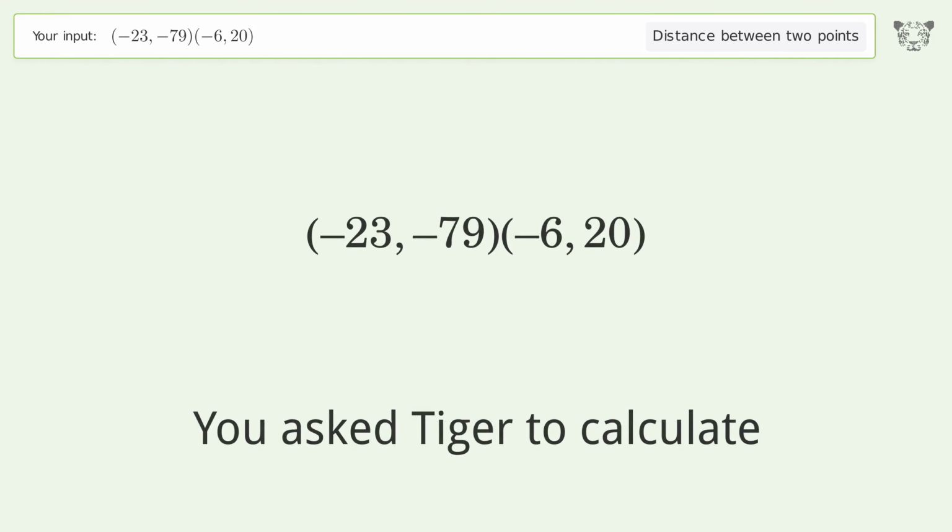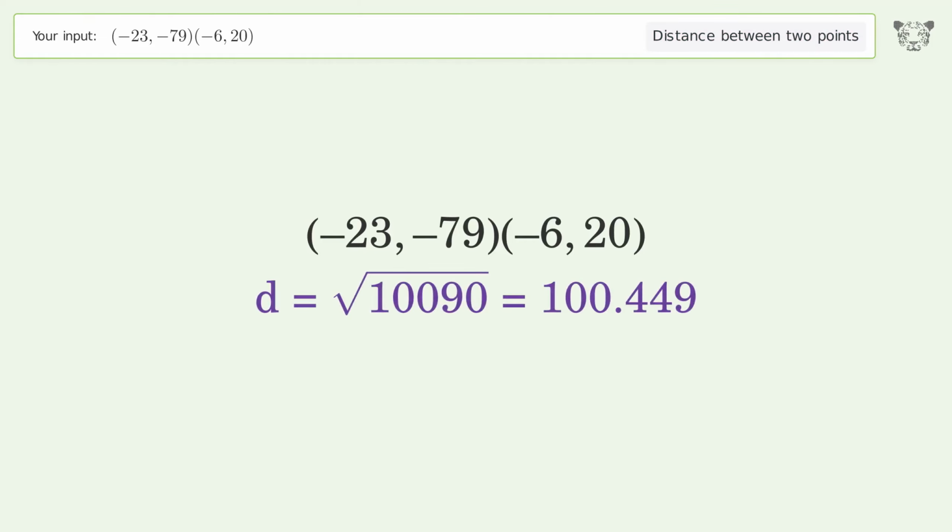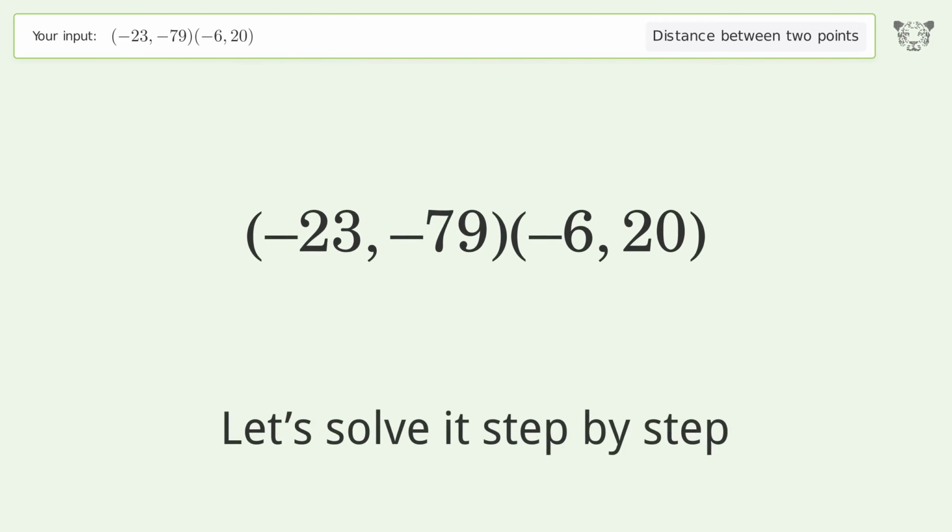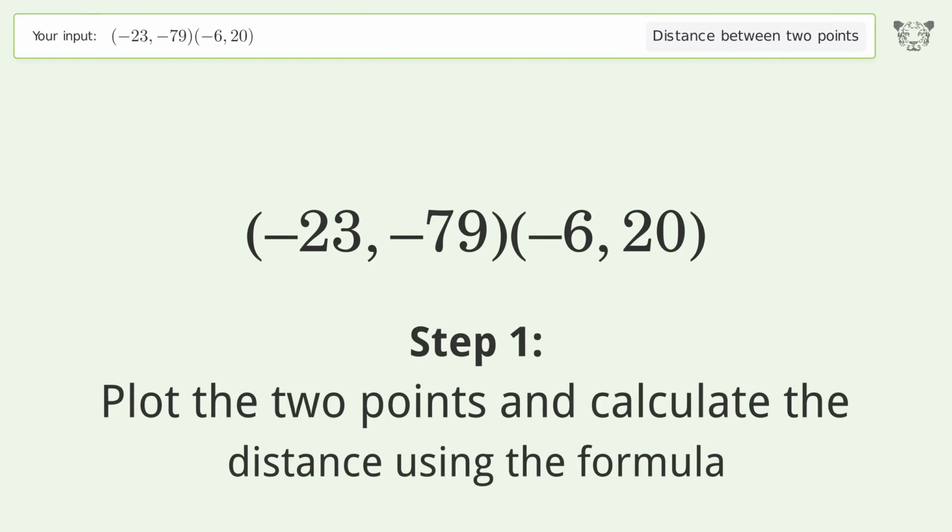You ask Tiger to calculate. This deals with the distance between 2 points. The distance between the 2 points is the square root of 10,090, or 100.449. Let's solve it step by step. Plot the 2 points and calculate the distance using the formula.